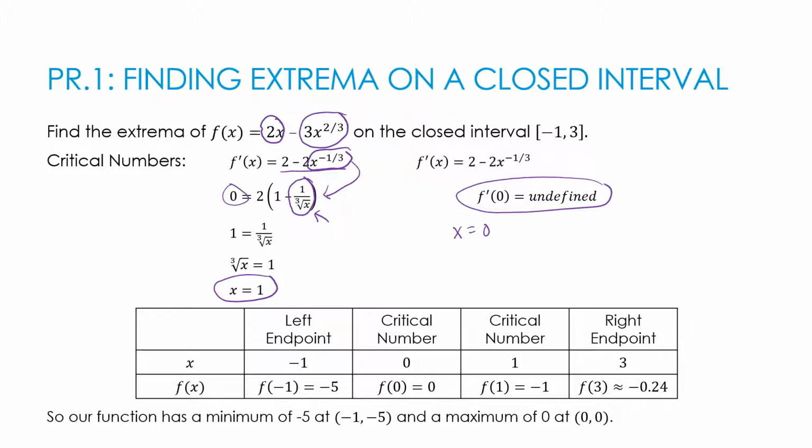And then of course I use my left endpoint and my right endpoint. I plugged all of those values back into the original equation. So remember, that's this guy up here. Original equation to find the y values. So I get -5, 0, -1, approximately -0.24. The function has a minimum of -5 at -1, that was the left endpoint, and a maximum of 0 at the point (0, 0). And again, feel free to then graph that to verify your results.